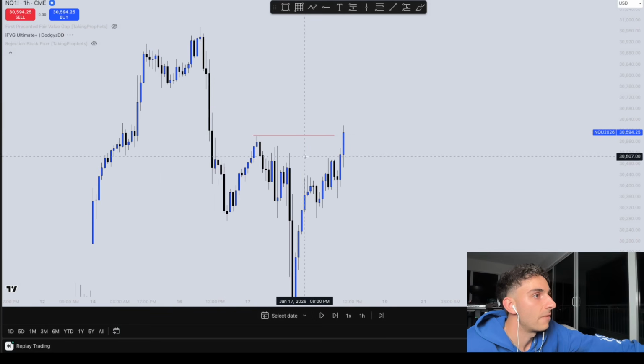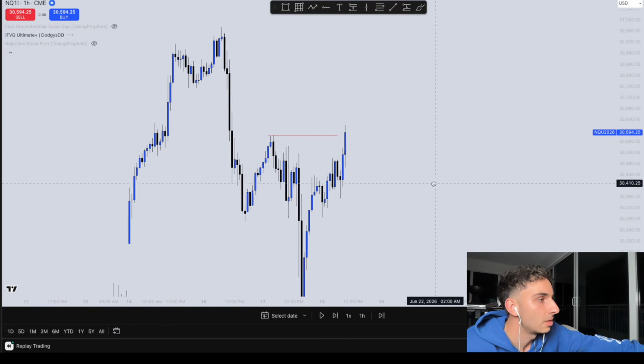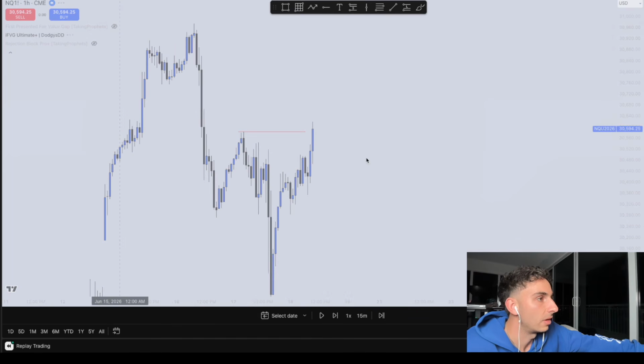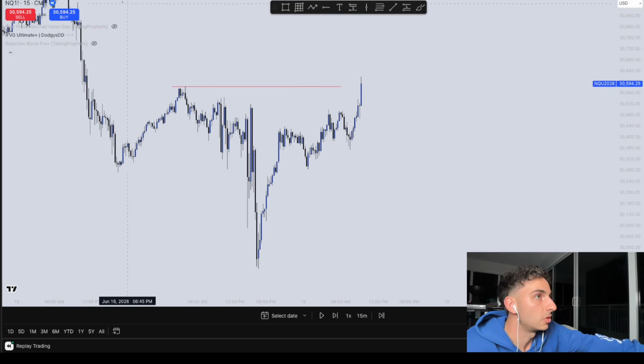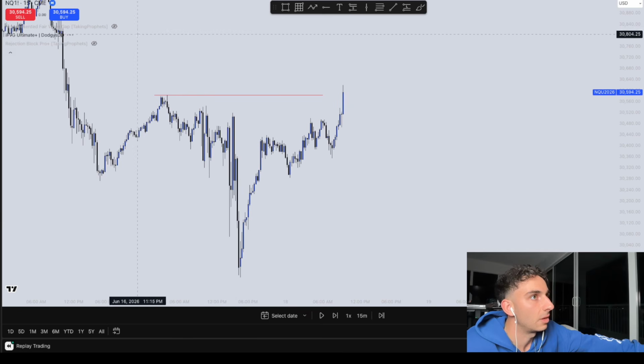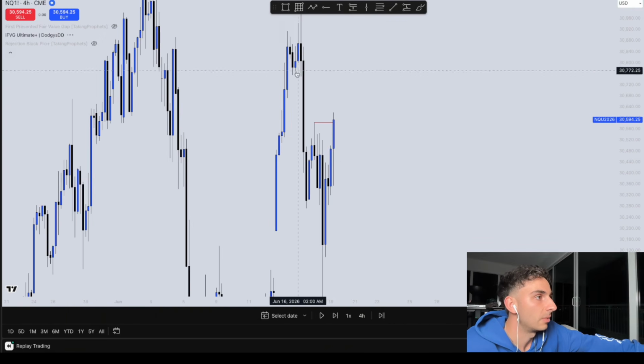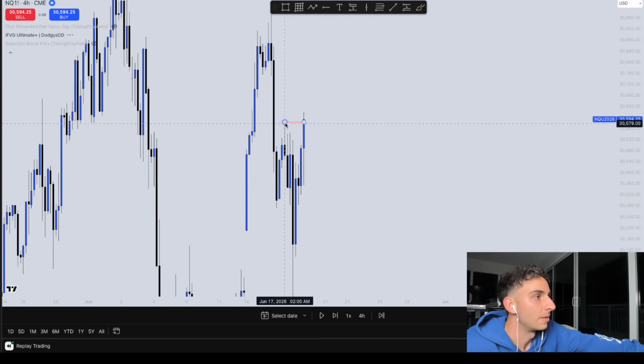These are very, very textbook type setups that you really want to be capitalizing on. And I remember this was a very good example of it on Thursday. Just literally I'm filtering out everything else on anything lower than the 4-hour time frame. This is a very clear picture for me because what am I expecting? I'm expecting take out this high, get a reaction, right?